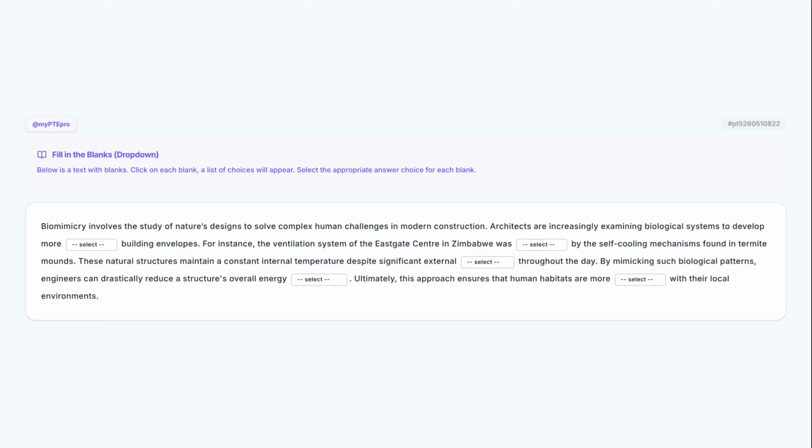I'm your PTE guide, and today we're diving deep into the reading fill in the blanks drop-down task. This section tests your vocabulary and your ability to grasp logical links within a text. Let's break down a passage on biomimicry to see how top scorers navigate these choices with precision and speed.